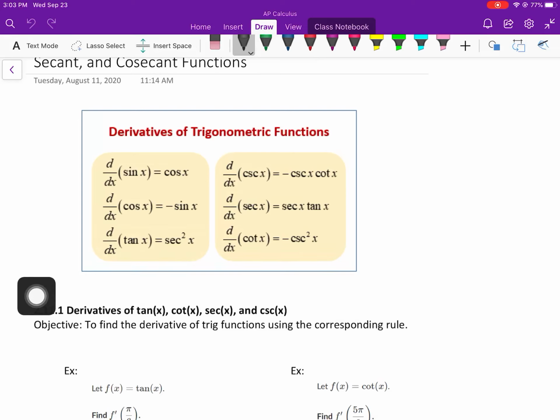Let's go ahead and bring in the other trig functions. So derivative of sine is cosine, derivative of cosine is negative sine. We already know that. Derivative of tangent, though, is secant squared. And derivative of cotangent, notice, is negative cosecant squared. Very similar. Derivative of cosecant is negative cosecant cotangent. Derivative of secant is secant tangent.